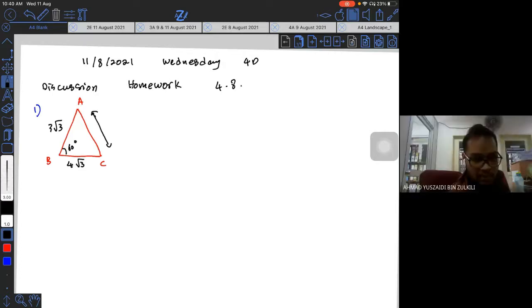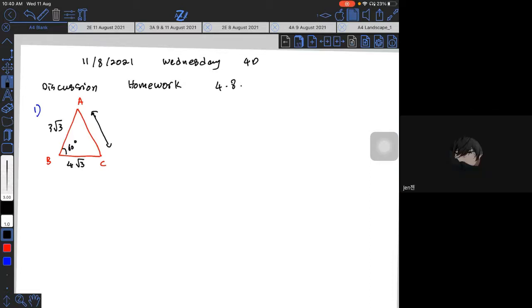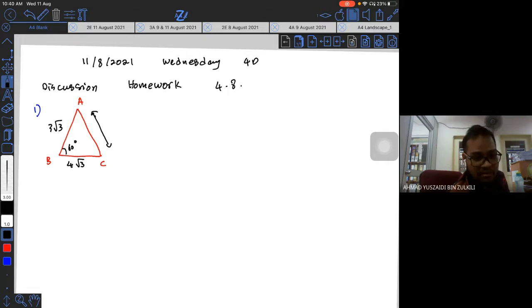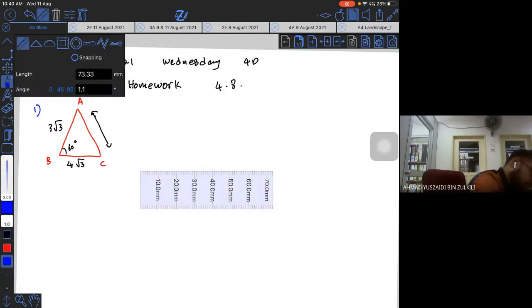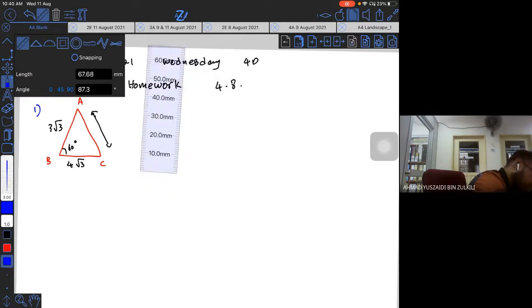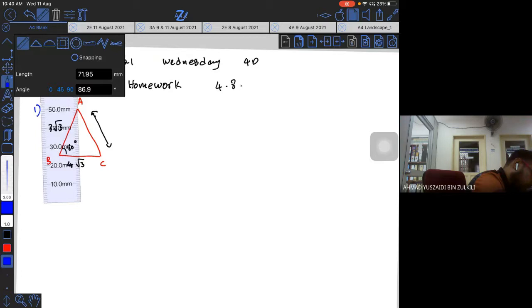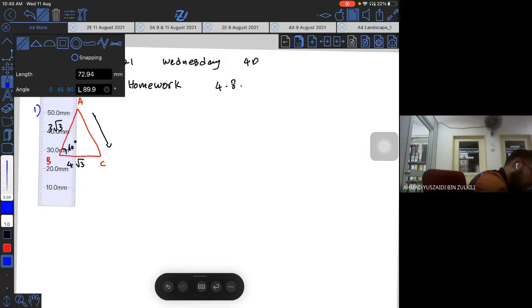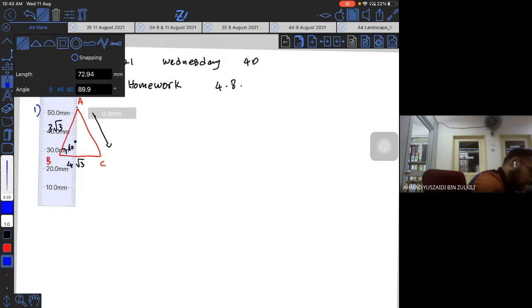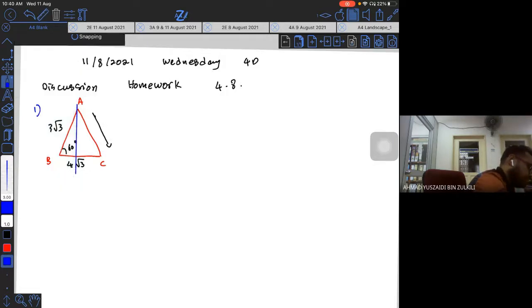Divide into 2. Draw a vertical line from point A and you divide BC into 2 sections. This part, you divide into 2. Now BC is divided into 2 parts.